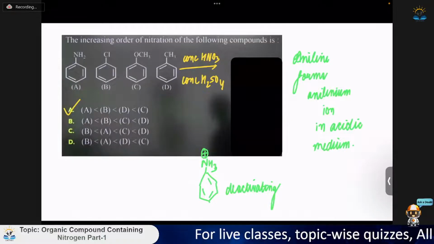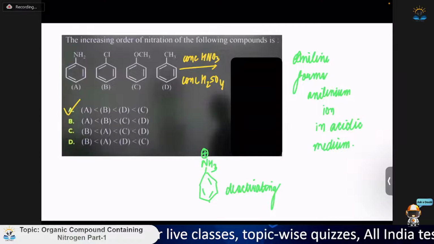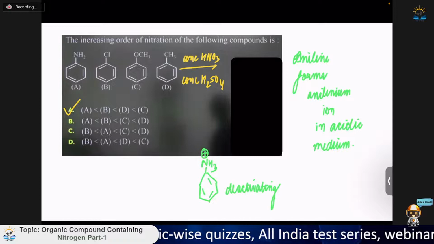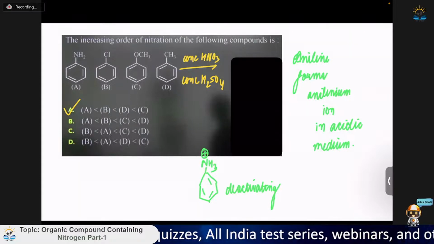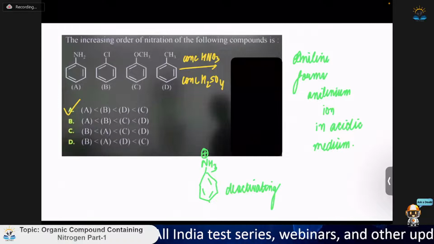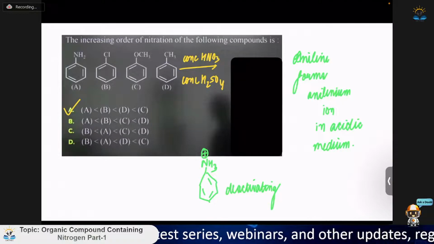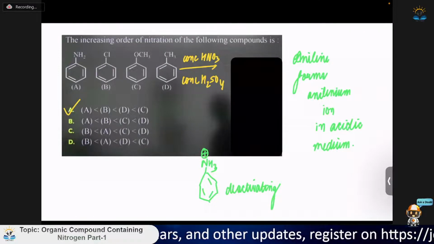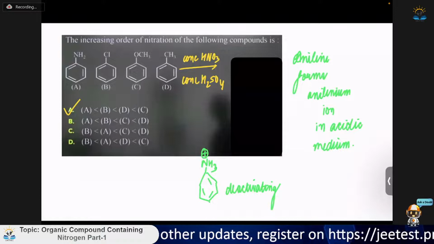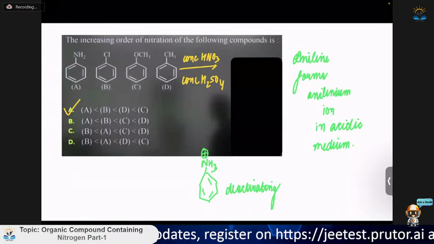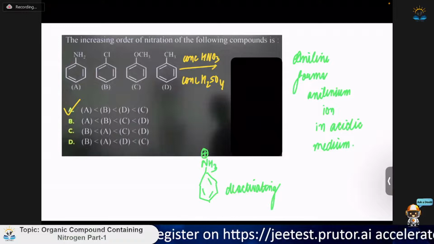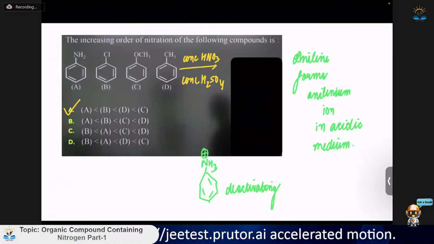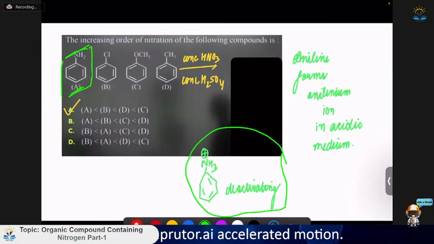Now, the increasing order of nitration of the following. For nitration, we have to treat with concentrated nitric acid in the presence of concentrated sulfuric acid. Now, we have to remember in case of amines, that is aniline, concentrated H2SO4 will give H plus. So, the H plus will react with NH2 to form anilinium. So this will come last. So these two options are gone.